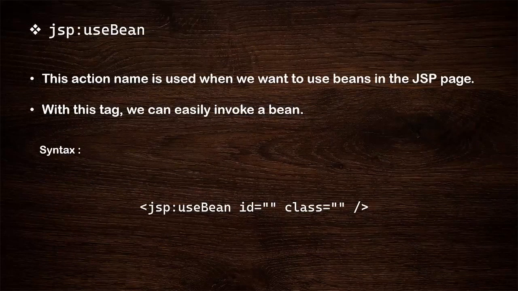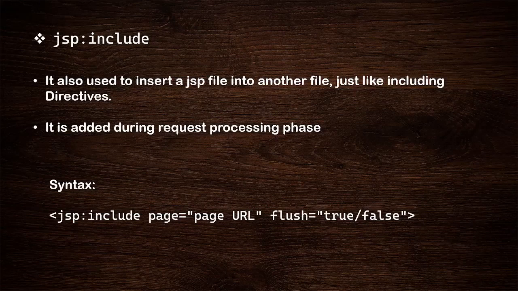jsp:useBean. This action name is used when we want to use a bean in the JSP page. With this tag, we can easily invoke a bean. This is an example for jsp:useBean. Next we talk about jsp:include. It is also used to insert a JSP file into another file, just like the include directive. It is added during the request processing phase. Then you can see the example for jsp:include.